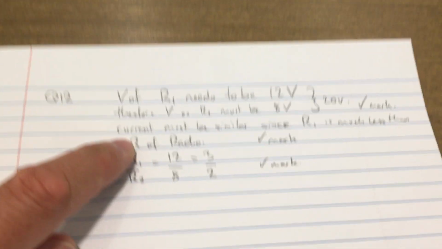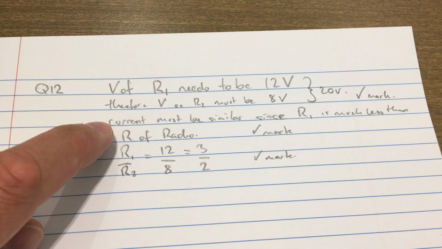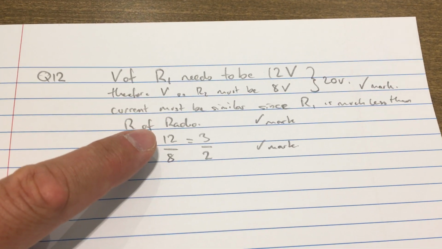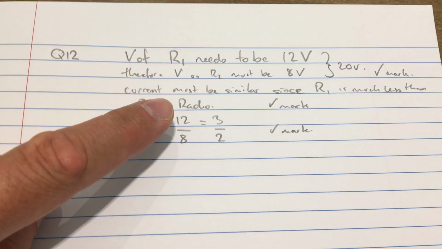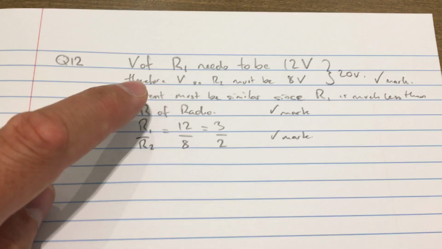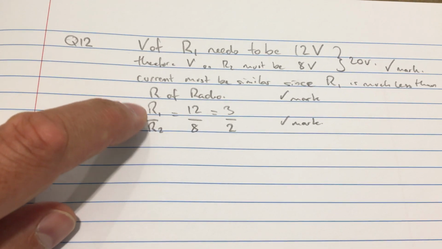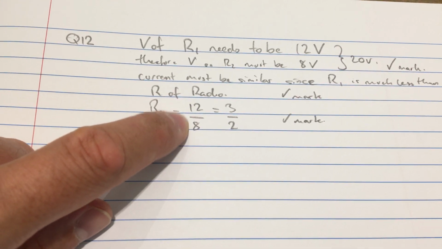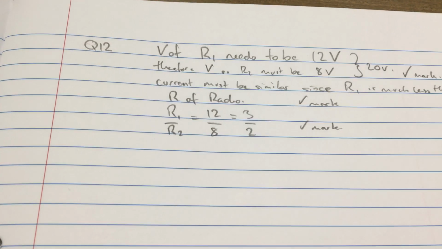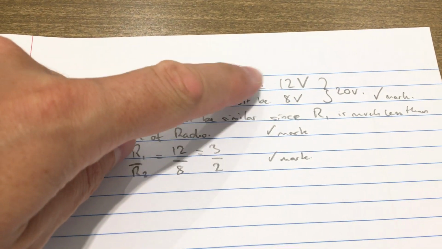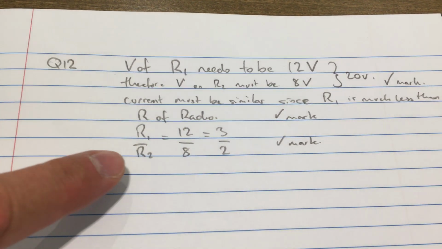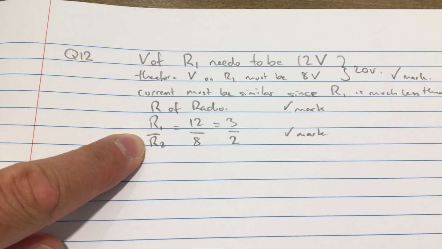Oh, that second bit, that logic train in the middle there, that current must be similar, is worthy of a mark. Or saying something like the radio doesn't have an impact on the potential divider is worthy of a mark. R1 over R2, 12 over 8, 3 over 2. That's your third and final mark. I suspect most people will identify this and get 1 mark, and most people will identify this and get 2 marks.